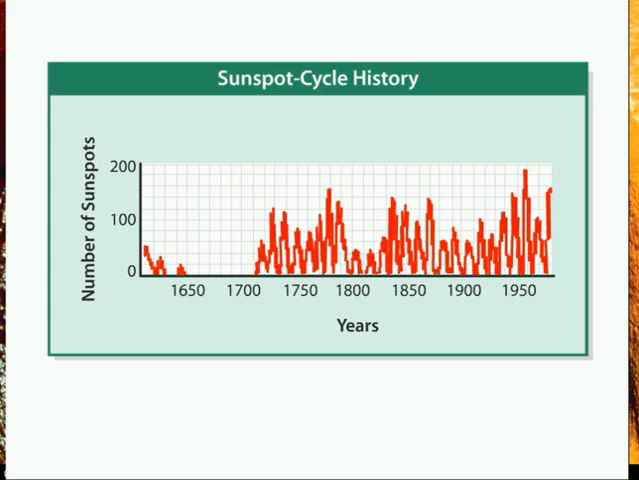The number of sunspots and their location on the sun changes from year to year, reaching a maximum about every 11 years. One exception occurred from the years 1645 through 1715, when sunspots were not observed.